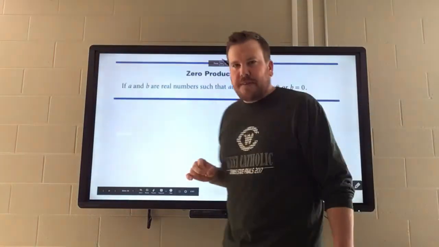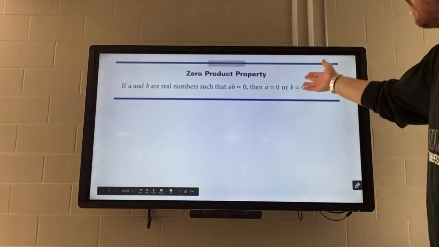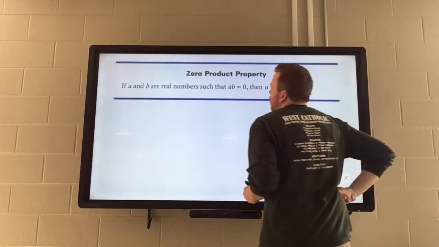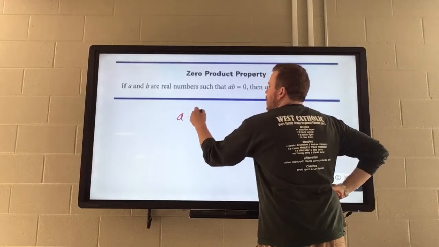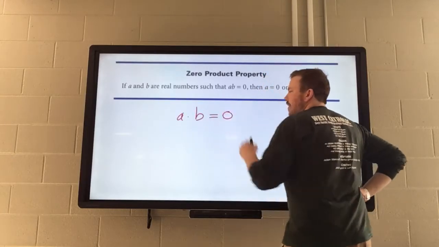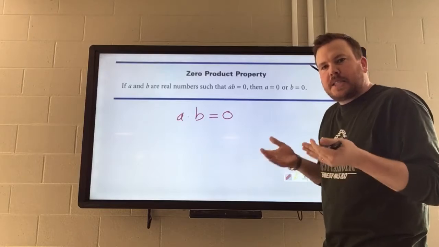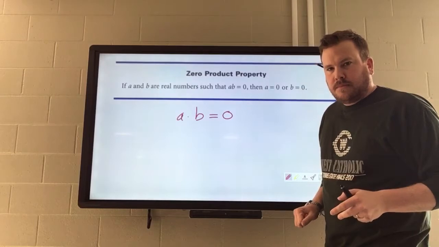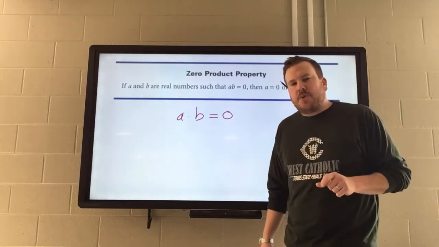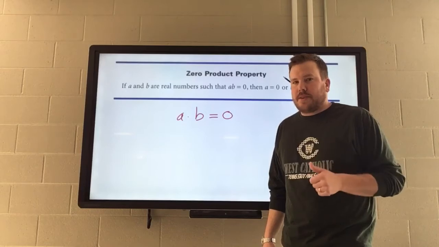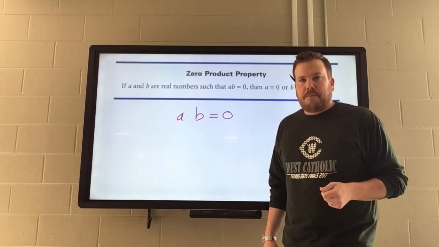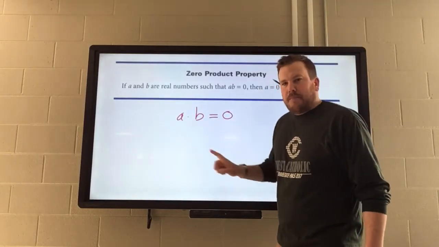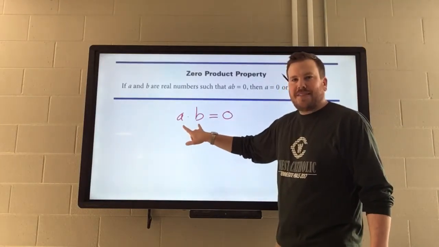Now, how do we find those zeros? To find those zeros, we're going to use something called the zero product property. Here's what the zero product property tells me: if we have two numbers, a and b, and we multiply them together and the result is 0, it must be true that either a or b is 0. Think about it. Try to think of two numbers that you can multiply together that aren't 0, where the result ends up being 0. Probably can't think of any. In order to get 0 as a result when we multiply two numbers together, one of these two numbers needs to be 0.